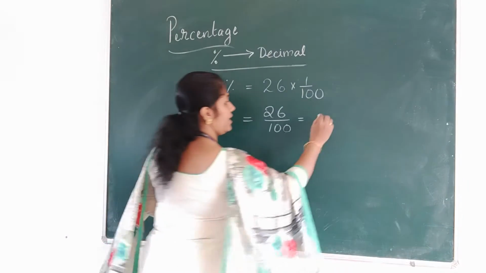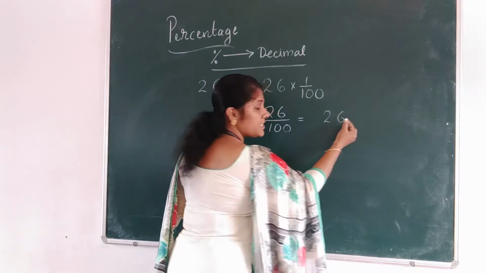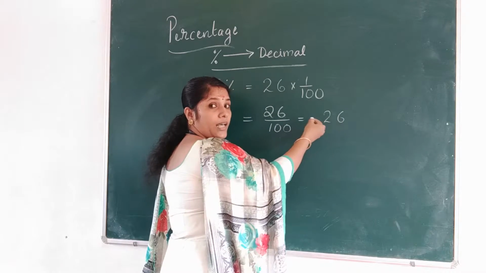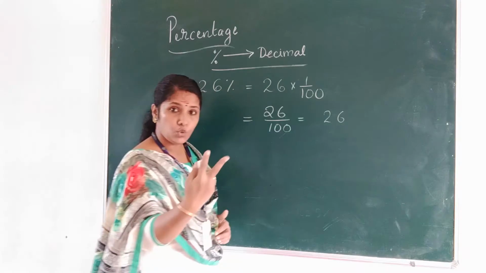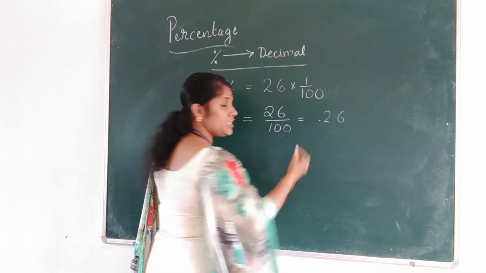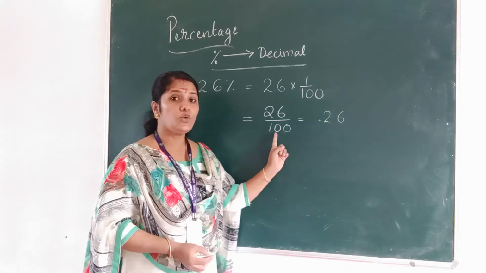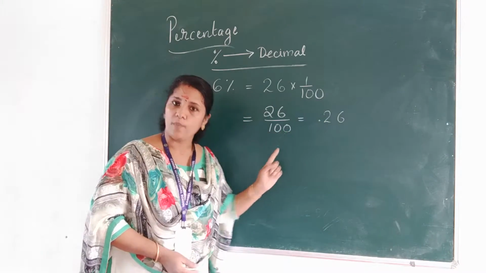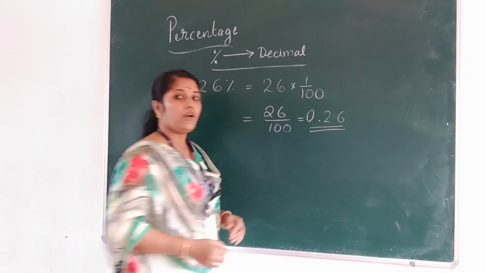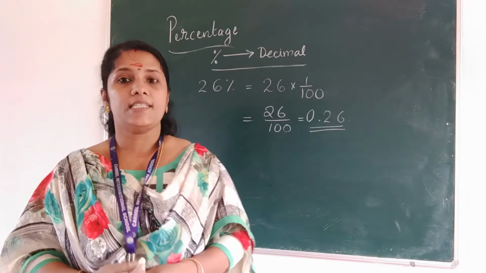So, we can write like, starting from one's place, moving towards the left side by 2 jumps. 1, 2. Why are there 2 jumps? Because 2 zeros are in the denominator. Therefore, the decimal form is 0.26.